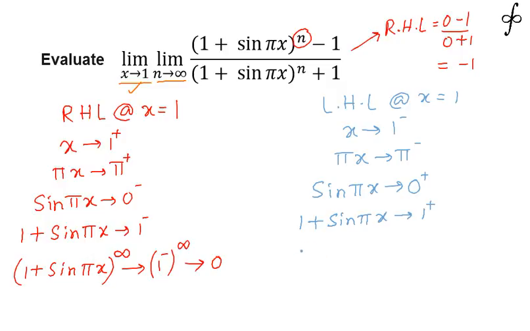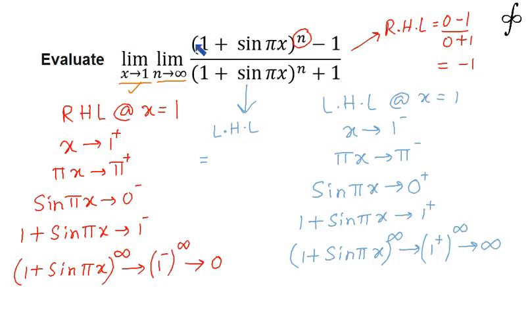As the quantity is slightly more than 1, if I multiply this kind of quantity infinite times, (1 plus sine pi x) to the power infinity, that is, something slightly more than 1 to the power infinity, it will gradually become very large and tend to infinity. So when we are calculating the LHL for this limiting value, this whole quantity is going to be tending to infinity, very large.